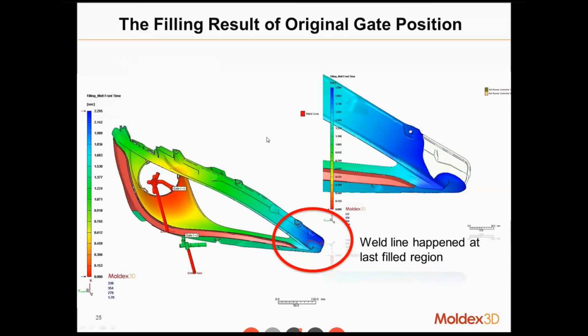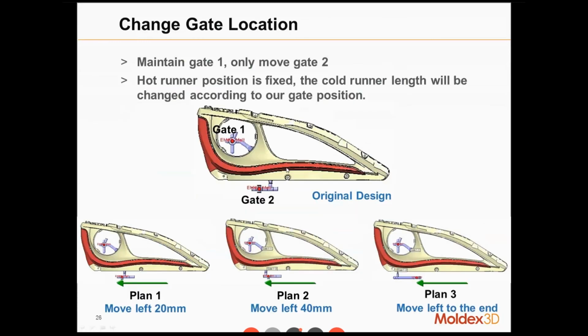So for their original design, we just use the standard flow to do the check. As a result, we actually found there's a weld line appearing in the corner, which corresponds to the reality. Okay, so let's start to change the gate position.